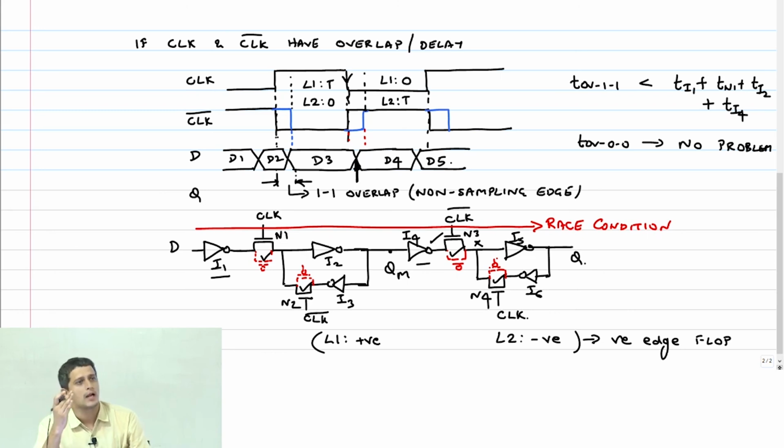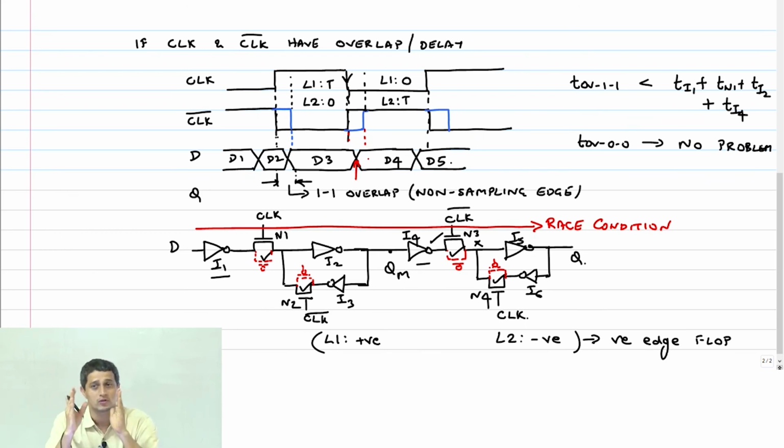Clearly, if clock and clock bar are now 0-0, then instead of the NMOS, all the PMOS transistors will be turned on. And therefore, this is a condition which is very identical to what we saw earlier on the non-sampling edge, where there was a race through condition possible. That means the change after D3, which is basically this guy, this change after the sampling edge D3 to D4 can potentially race through.